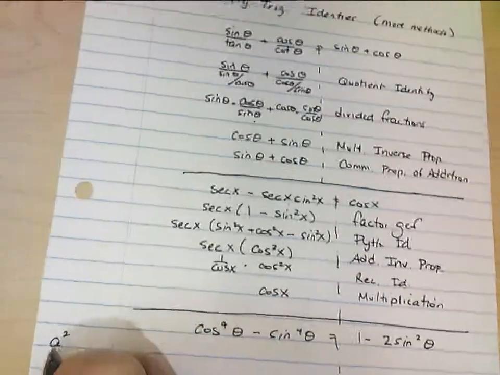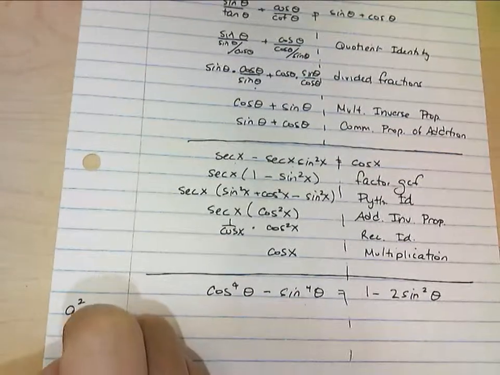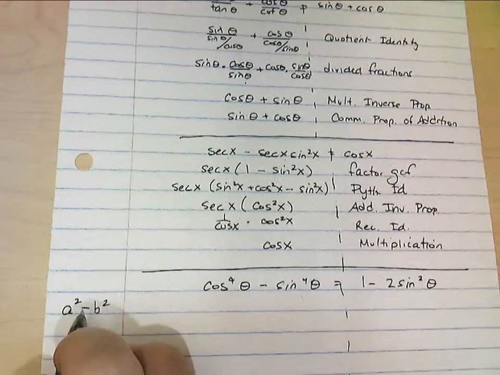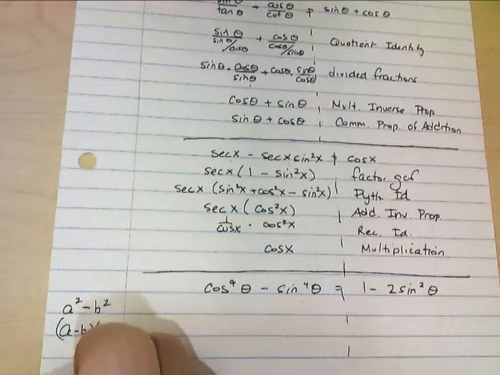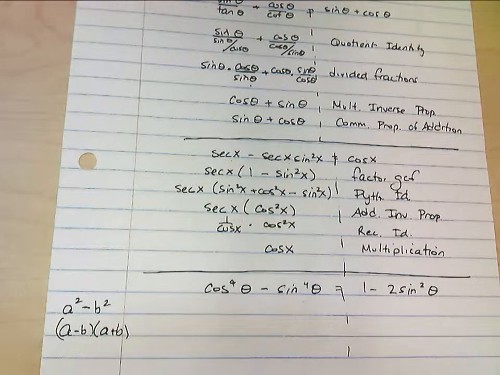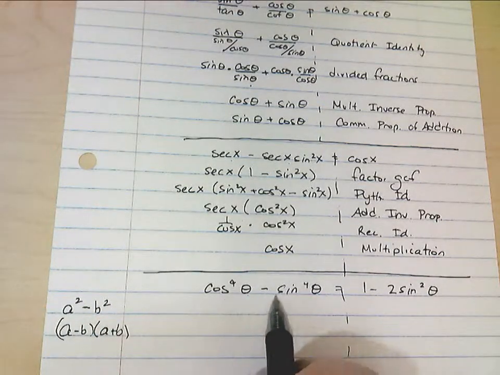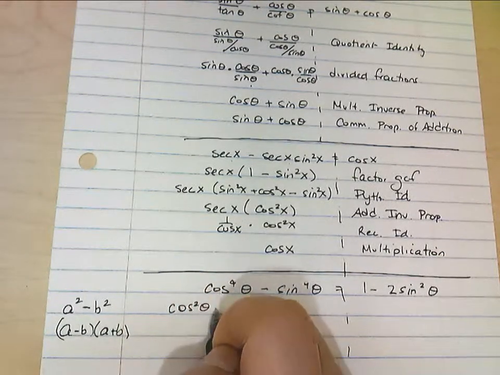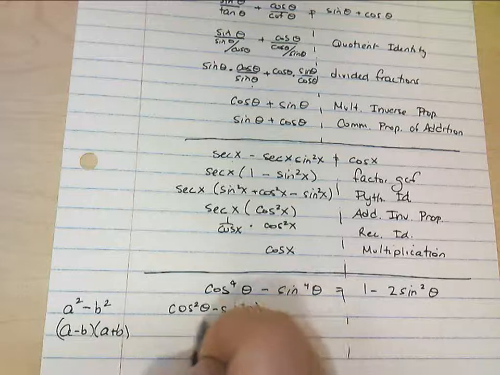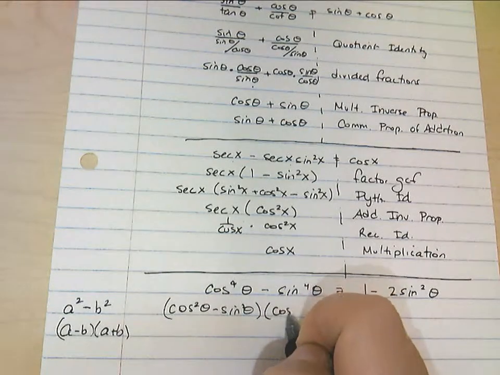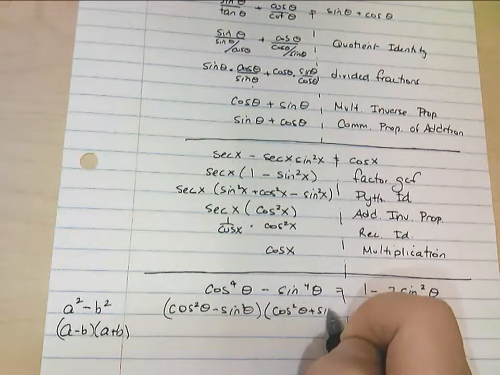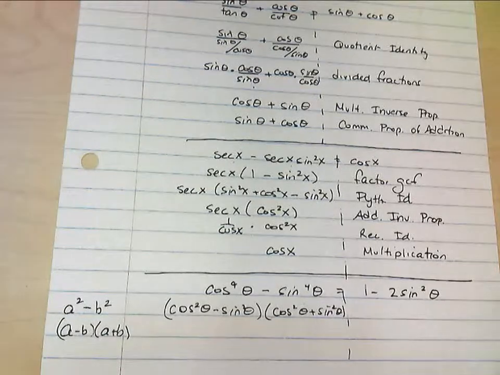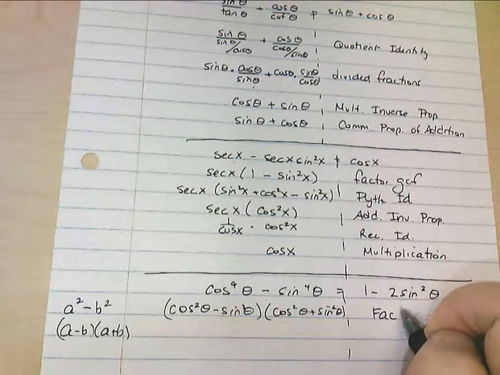A squared minus b squared is going to equal a minus b, a plus b. So cosine to the fourth theta minus sine to the fourth theta is going to be cosine squared theta minus sine squared theta multiplied by cosine squared theta plus sine squared theta. And I factored a difference of squares.